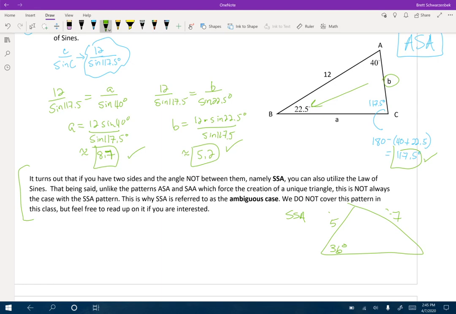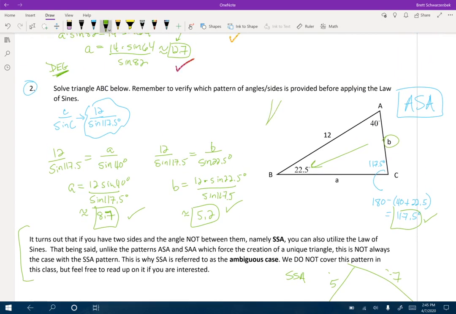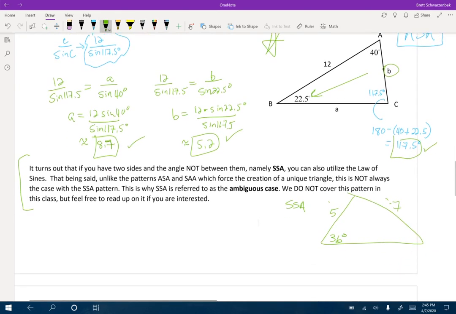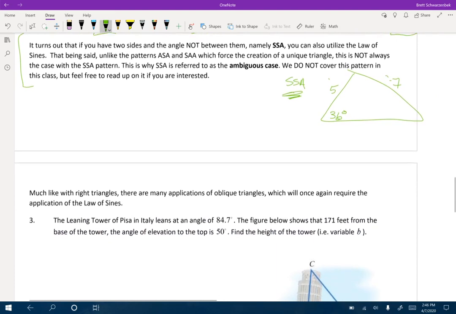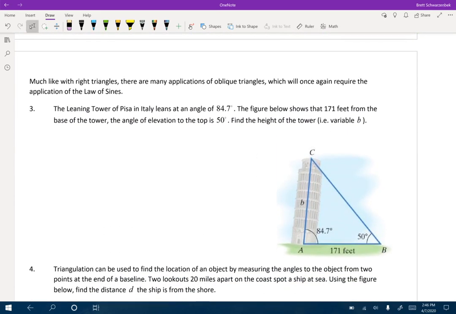Why is that? Because it turns out that when you're given a scenario like this, the pattern doesn't create a unique triangle. It actually creates different scenarios of triangles, which means when you're doing a problem like this, you would actually end up with two sets of answers. Hence why I think I'm going to stay away from that this semester. But worth noting, law of sines can be used on this pattern. It's just that for the sake of what we're doing, we are not going to be covering that pattern in terms of class. So instead, let's move on and talk about some word problems with the law of sines.